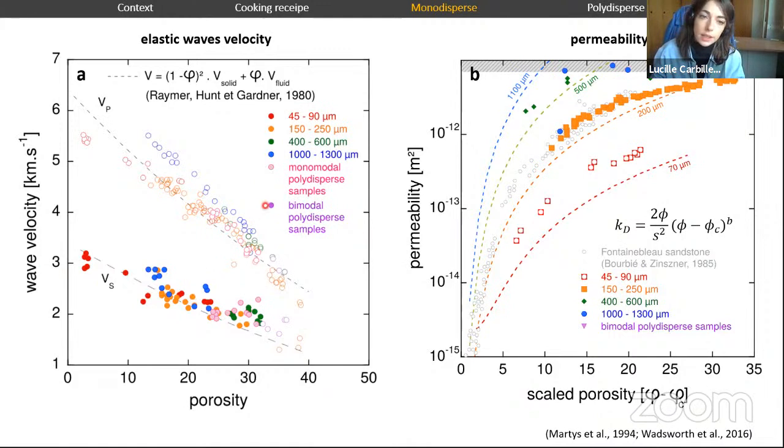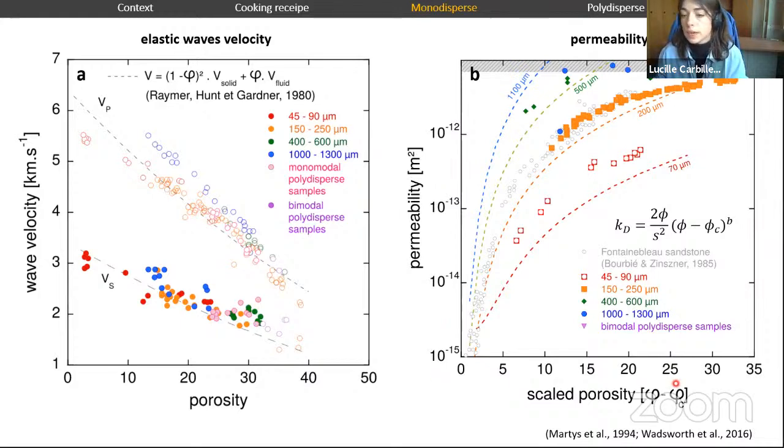And what's really interesting here is that it is clear that for a given porosity, changing the grain size actually doesn't change the wave velocity. So the influence of grain size here on wave velocity is not of the same order as the porosity's influence. And so that's in agreement with Raymer, Hunt, and Gardner, who predict the wave velocity using the porosity only.